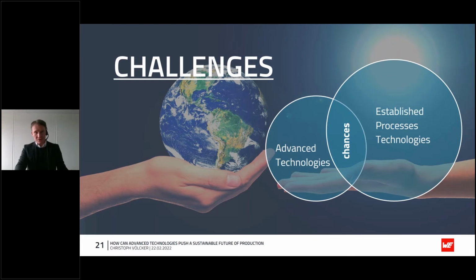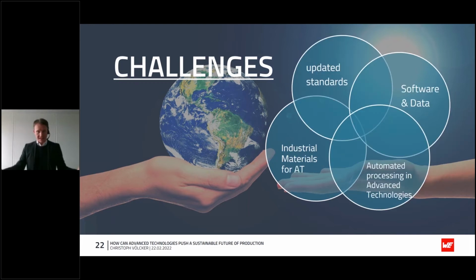But to use those chances or to really push those chances, we have to work on standards. Established processes have their standards. Advanced technologies are not at the same stage, and maybe they don't fit the standards which are written already. So maybe we have to work on those. We also have to work on software and data. If you work on software which you had always, because it was always the same software we've been using, this software and those data to create are mainly not working with the software we are used to.